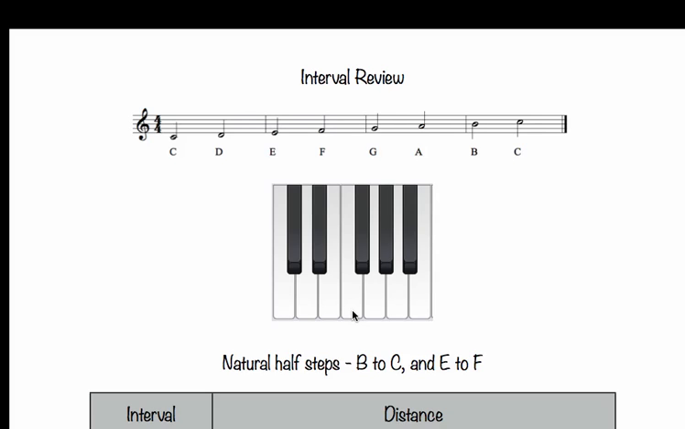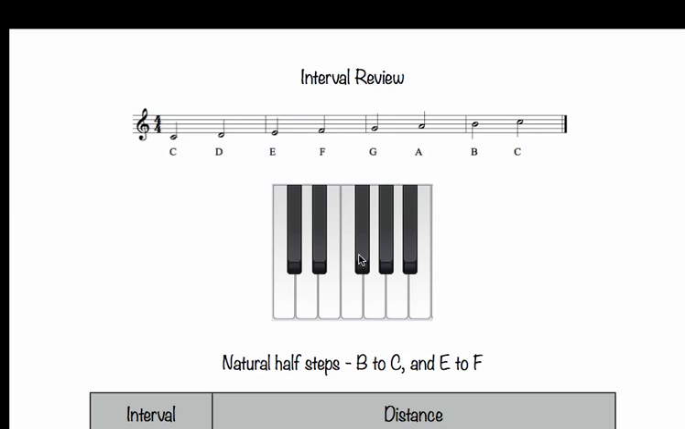So 2.5, 3.5. Right in between, with this black key, either an F sharp or a G flat, we have what we call a tritone. That's an interval of 3 whole steps.